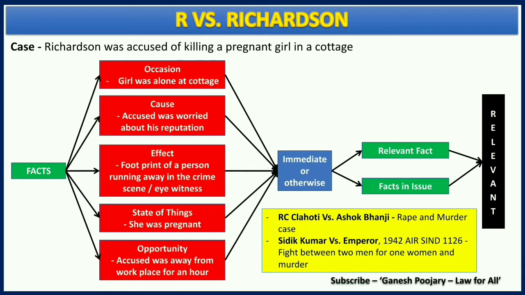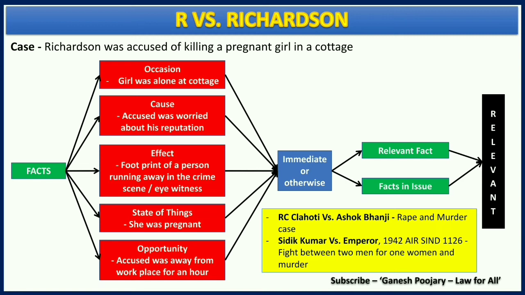First, the occasion, where Richardson killed the girl when she was alone at the cottage. So he chose the occasion when the girl was all alone in her cottage. And what was the cause for it? Now the accused was worried about his reputation. Why? Because if you see the state of things, she was a pregnant girl.